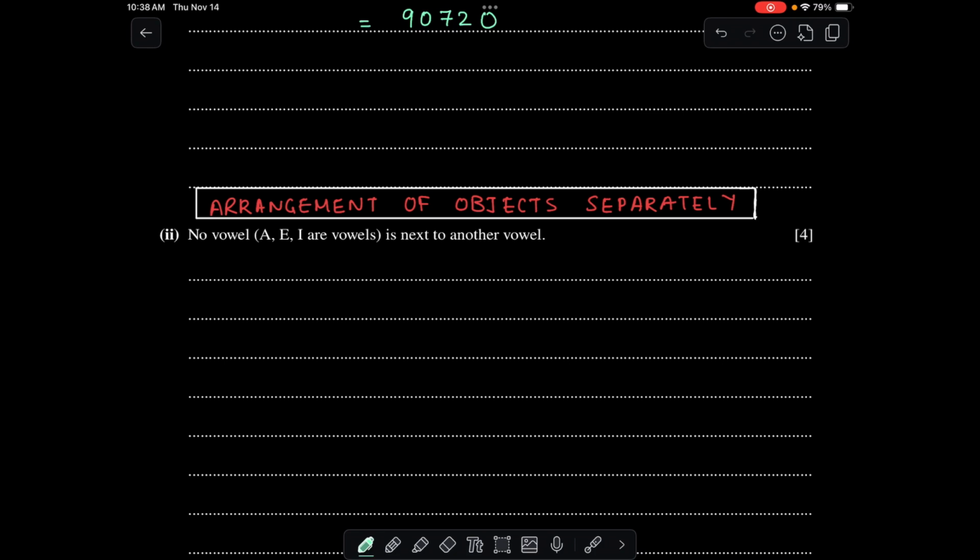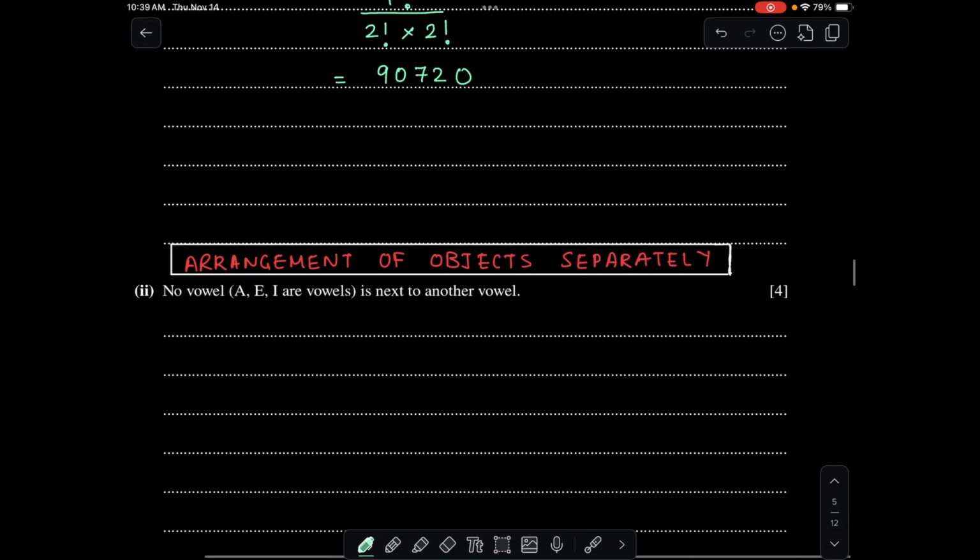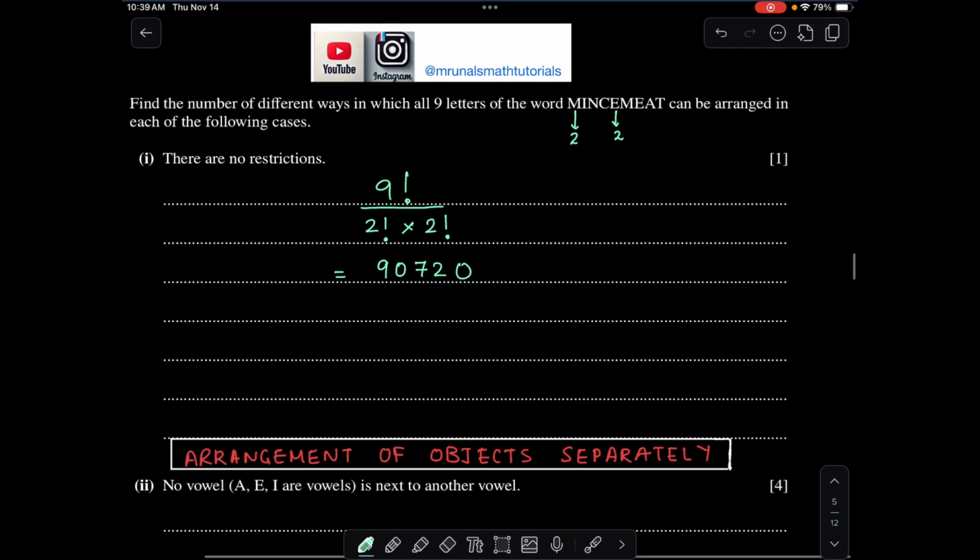Right. Now let's look at another part of this. No vowel is next to another vowel. A, E, I are the vowels in the word mincemeat. So no vowel is next to another vowel. Okay, so we have, if I remove, let me just copy this.